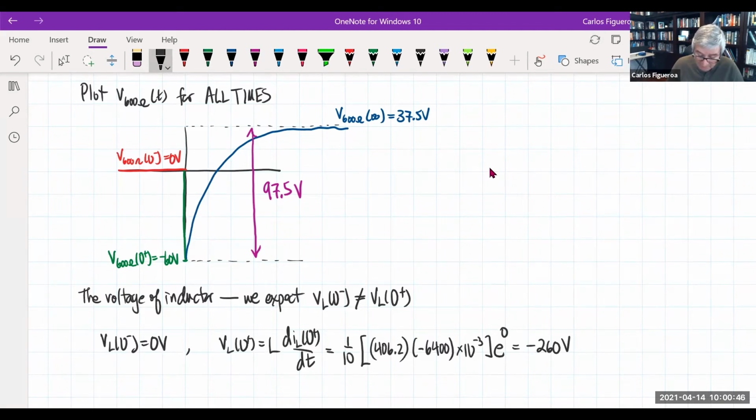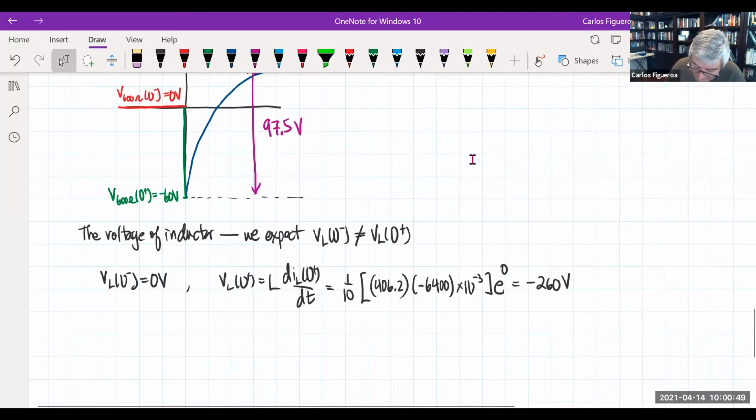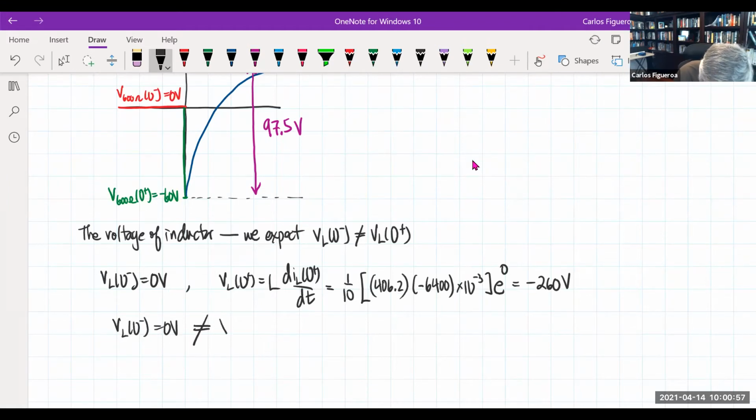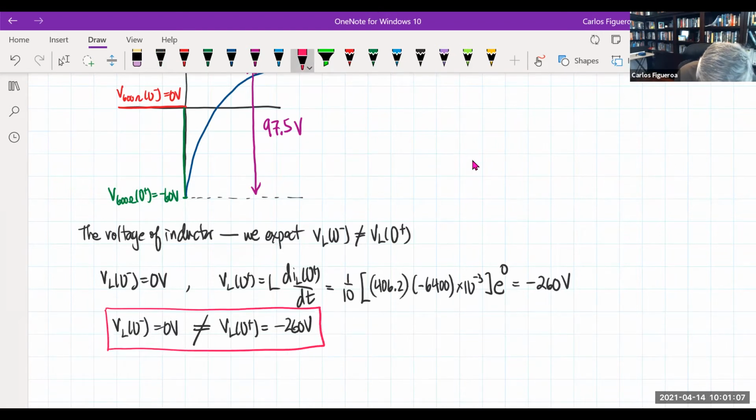And so what you're seeing here is that this clearly shows VL of 0 minus, which is 0 volts, does not equal VL at 0 plus, which is minus 260 volts. And this is what I mean. Unless the geometry of the circuit forces it to be the same, the inductor does not have the same voltage before and after the switch. So just think about the physics of this thing.